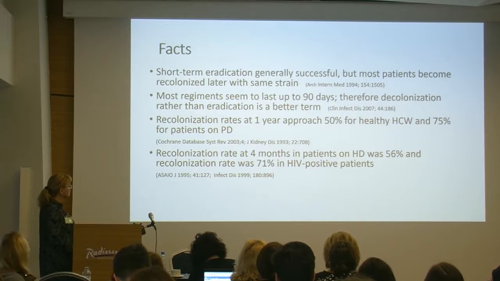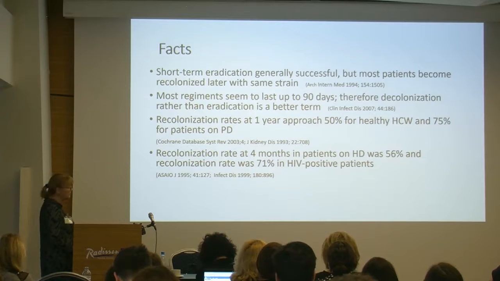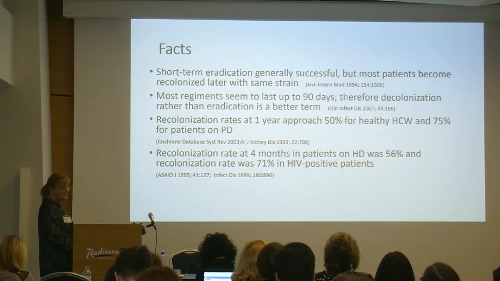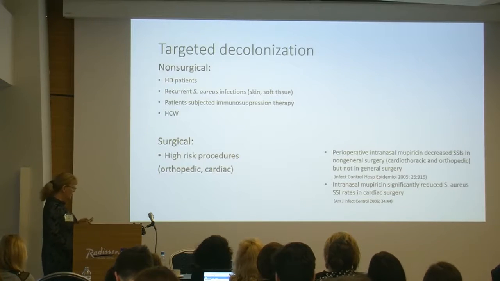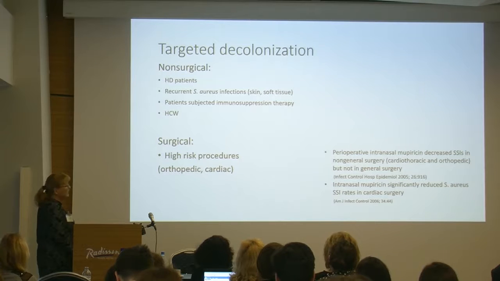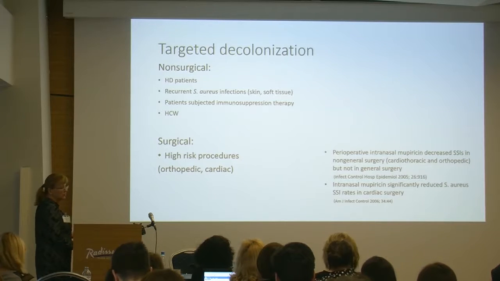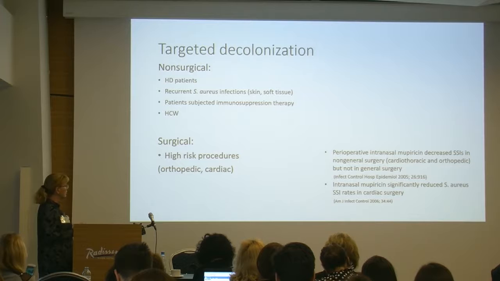Recolonization rates in 1 year approach 50% in healthy healthcare workers and 70% with patients on peritoneal dialysis. Recolonization rate at 4 months in patients on hemodialysis was 56% and 71% in patients who were HIV positive. So this is not so good, huh? Yeah. So we can do targeted decolonization for patients who will benefit from that more.